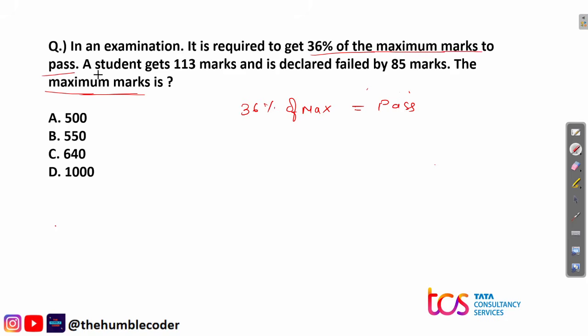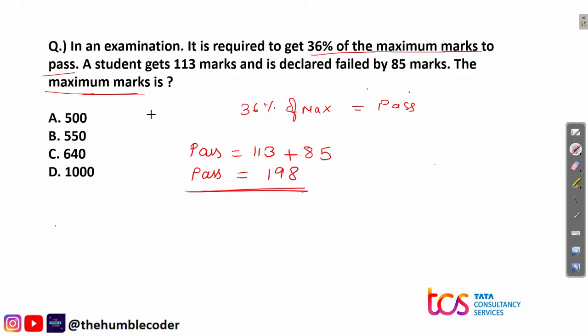Now the other thing that is given is a student gets 113 marks and is declared failed by 85 marks. So a student got 113 marks and he failed because he didn't get the qualifying marks. In order to qualify, he needed to score 85 marks more than what he has got. So the passing marks is 113, which this candidate has scored, plus 85. So he needed 85 more. When we add this up, we get 198. So our passing marks is 198. This we have deduced from the given data, right?